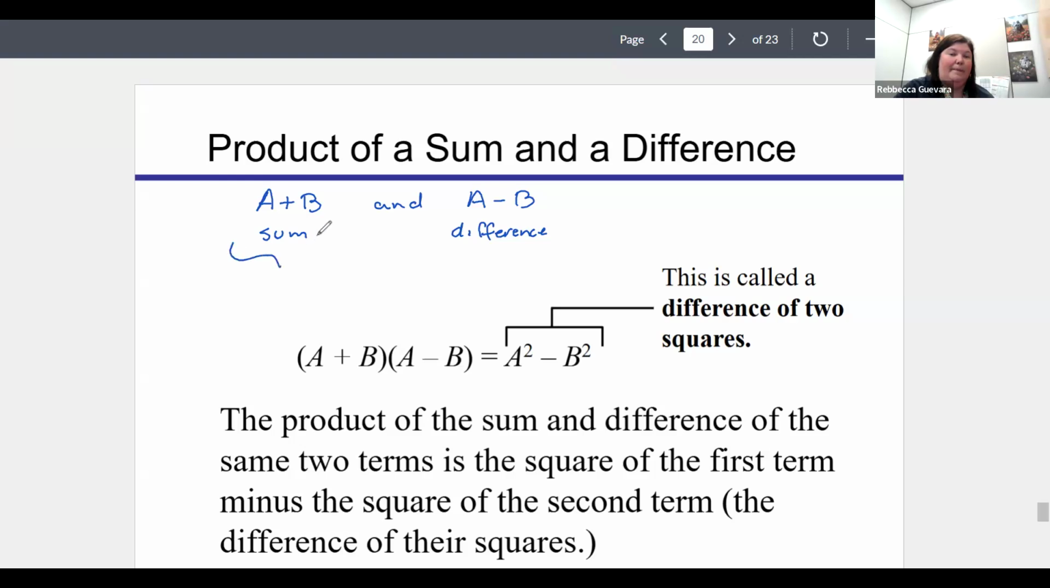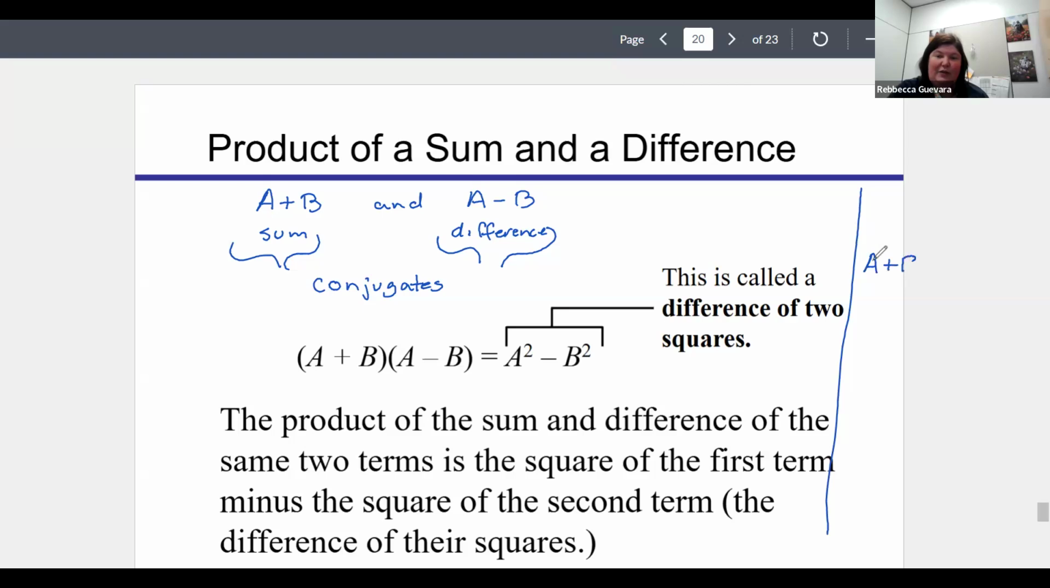But another term for these is that these are conjugates. So they're conjugates of each other. And there's a lot of places that we use conjugates because what we see here is that if I have a plus b times a minus b, what I should be left with is a squared minus b squared.